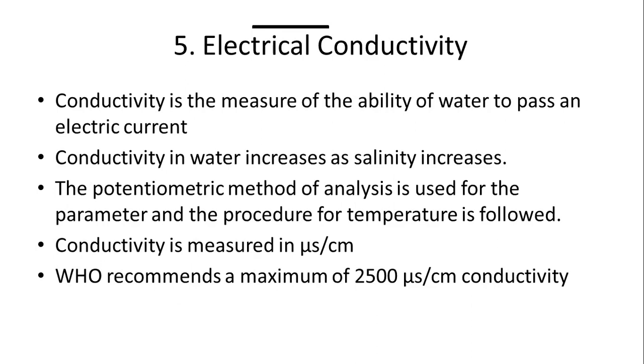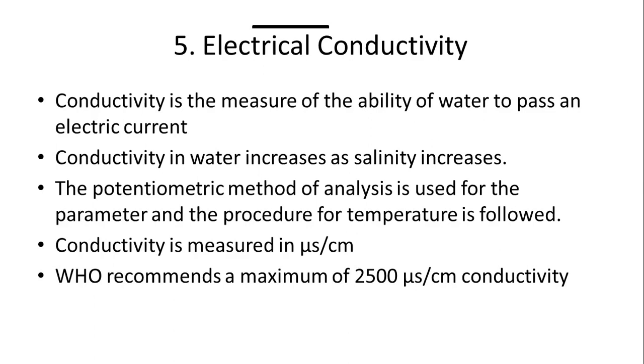So conductivity is the measure of the ability of water to pass an electric current. We know that current is basically a flow of electrons. So water has oxygen and hydrogen ions, which means that it will allow a current to pass through it. But distilled water won't allow current to pass through it because it does not have other ions, say sodium ions or magnesium ions, that allow normal water to conduct electricity. So conductivity in water increases as salinity increases. That is because saline water, could be water from the ocean, has more ions as compared to drinking water.